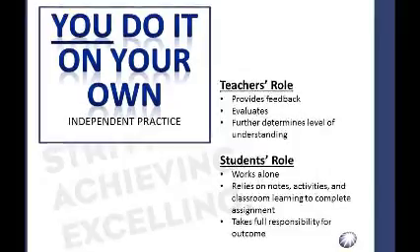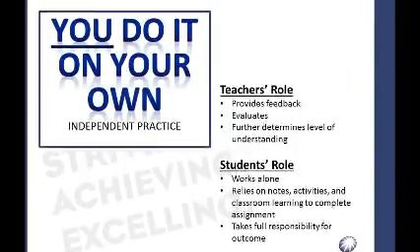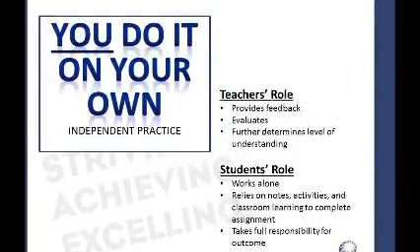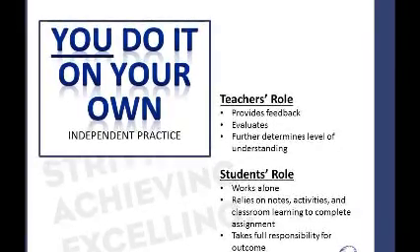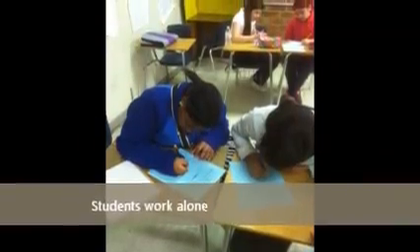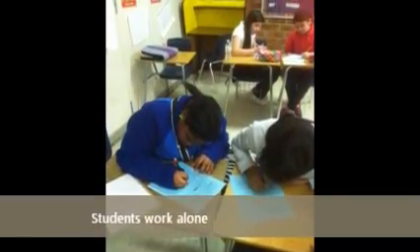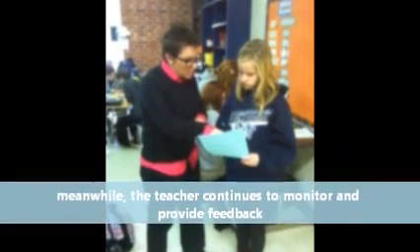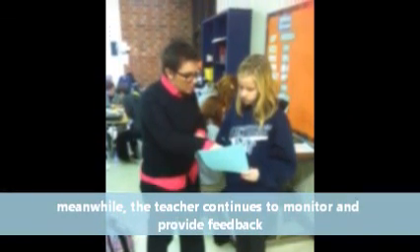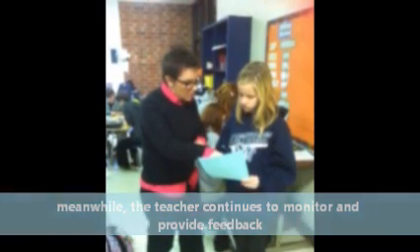Independent learning, the final phase of the gradual release of responsibility model, provides students with the opportunity to utilize what they have learned in a new situation. This goes beyond mere worksheets, but incorporates tasks that are of a higher depth of knowledge. While students are working on independent tasks, the teacher's role is to circulate the room while listening and making observations.